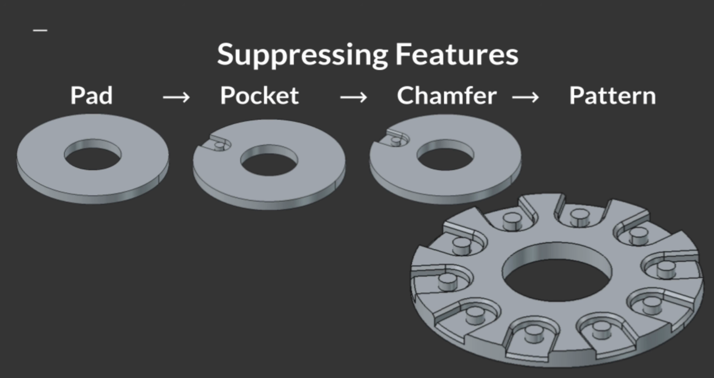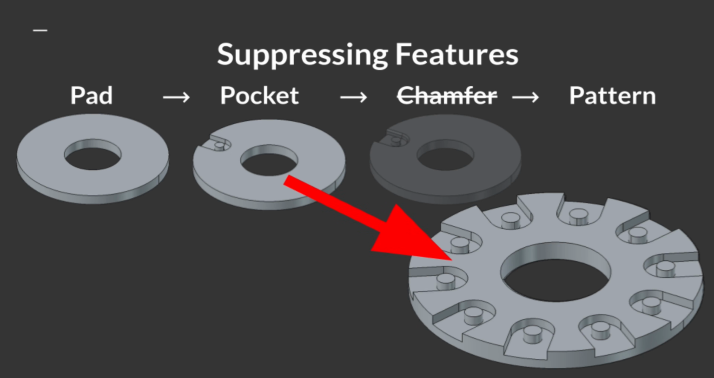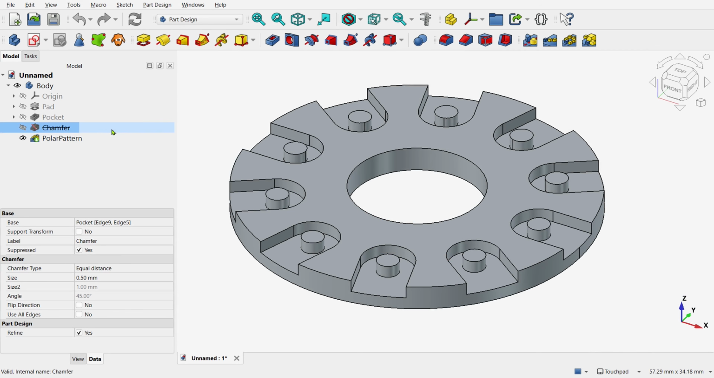Suppression is basically an on-off switch for a feature in the model history. When a feature is suppressed, it does not perform its operation. Instead, it simply passes through the result of the previous feature. The feature remains in the tree, but has no effect on the model. Suppressing a feature can, in some cases, be used as an alternative to deleting the feature, or as a way to plan a deletion in a more controlled manner.